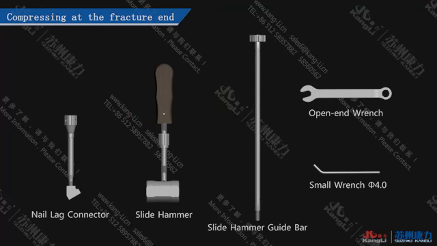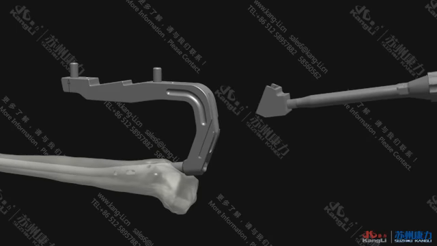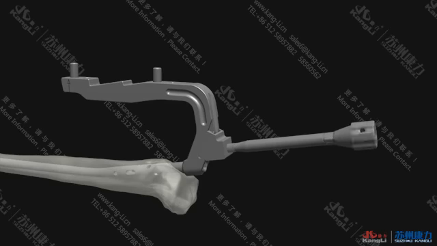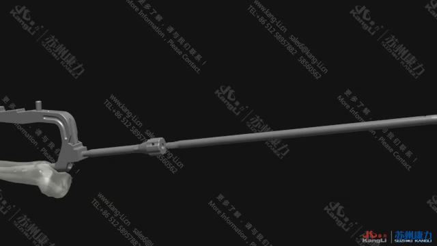Compressing at the fracture end. Lock the locking screw at the distal end first. Install the nail leg connector on the groove of the holder, and then tighten it with an open-end wrench. Connect it with a slide hammer guide bar.